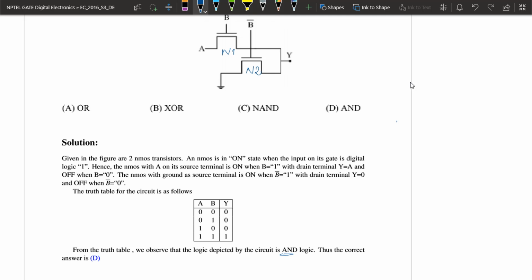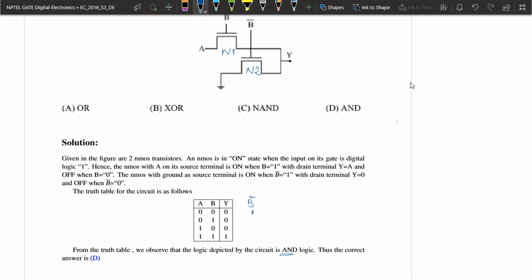At any point in time, only one of the transistors will be on. This is because B bar is the complement of B, and an NMOS transistor is on only when the gate input is equal to digital 1. At any point, either B or B bar will be 1, and therefore either N1 or N2 is going to be on. So now, when B is equal to 0, B bar will be equal to 1.